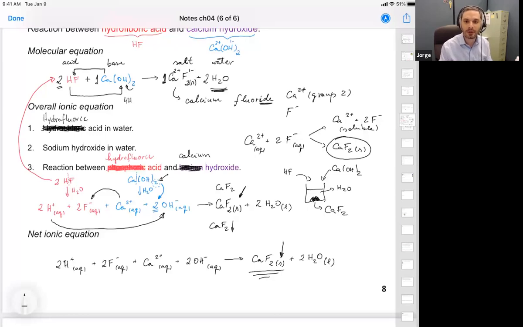And that's why, in this case, the overall ionic equation is identical to the net ionic equation, because we cannot cancel anything.